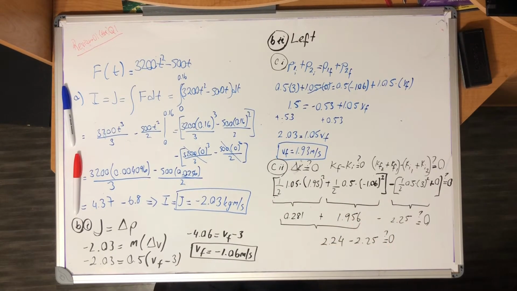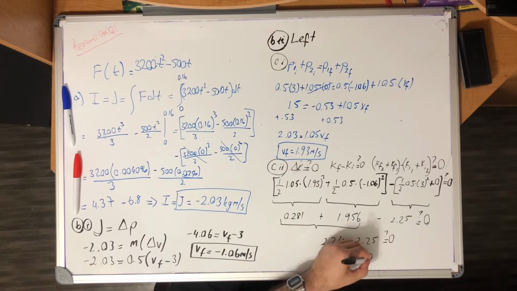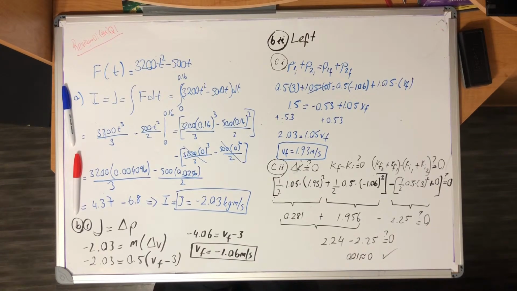So is it equal to 0? It is basically 0.01. So you can roughly say that's equal to 0. So you just showed that this is, or that's like, a 99.9% elastic collision.